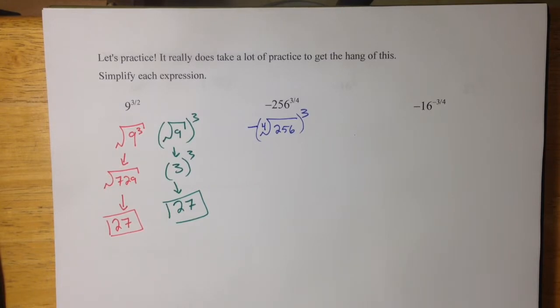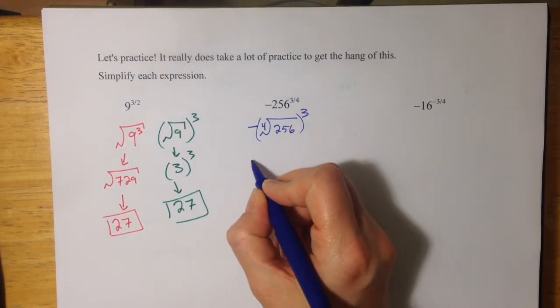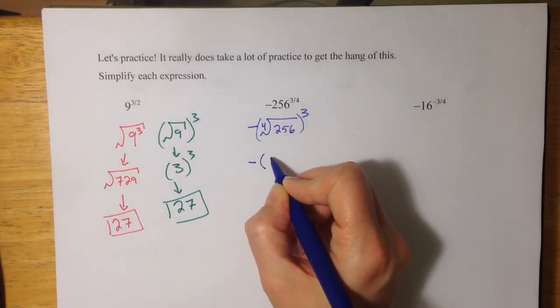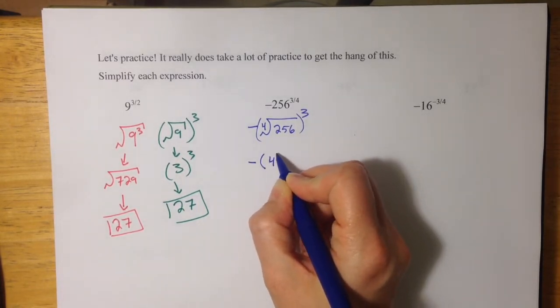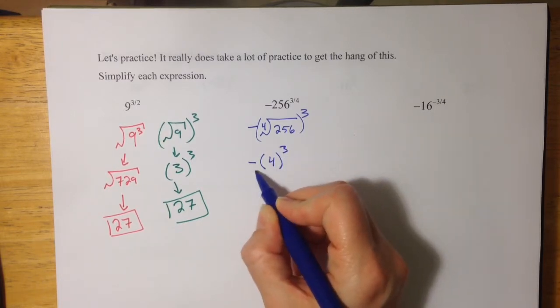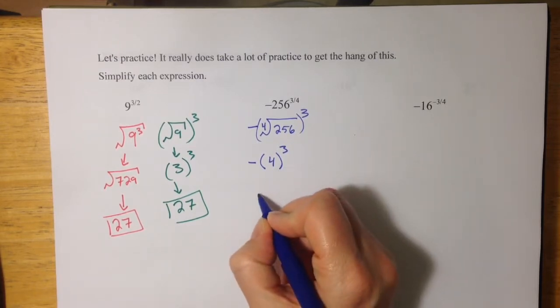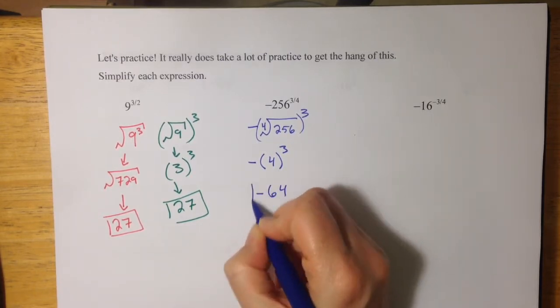So first I'll go ahead and ask my calculator what the 4th root of 256 is, since that's not one that I know off the top of my head. However, it turns out to be 4, since 4 multiplied by itself is 256. So now I have the opposite of 4 cubed. 4 cubed is not too bad. That's just 64. So my answer is negative 64.